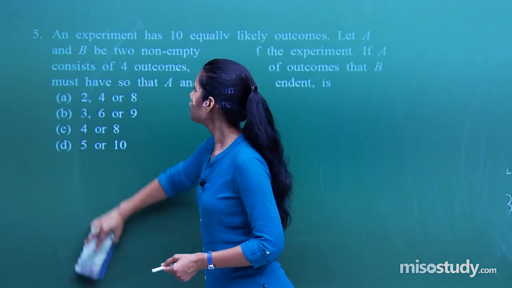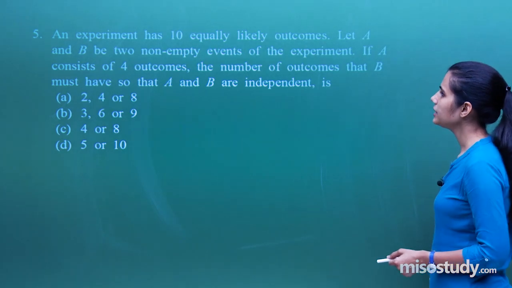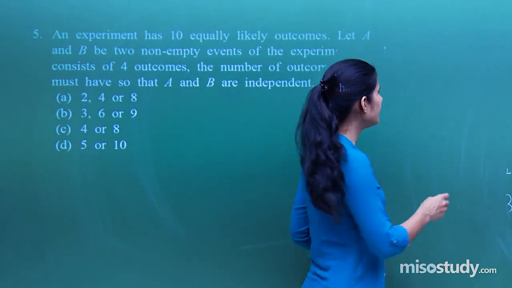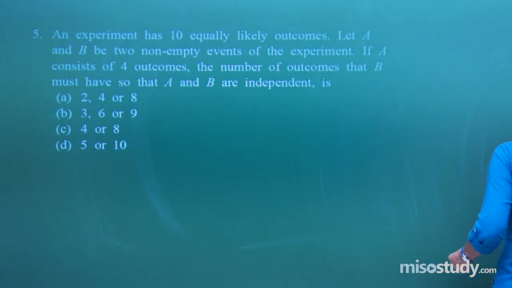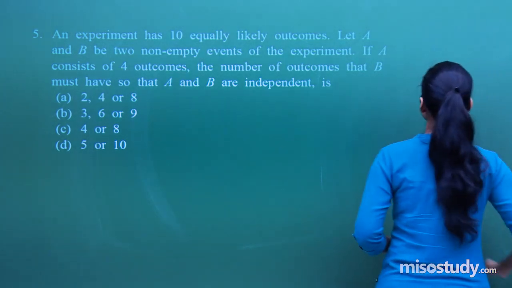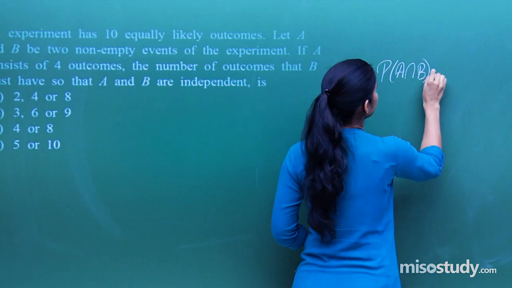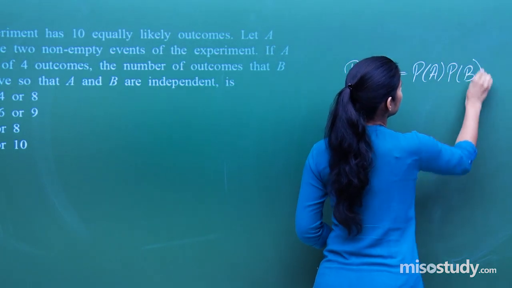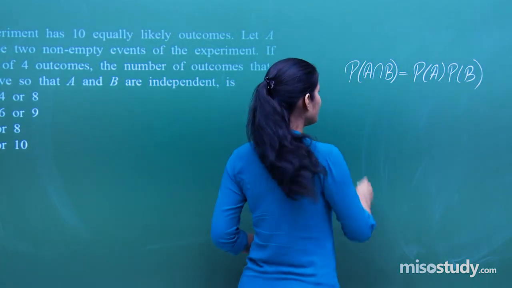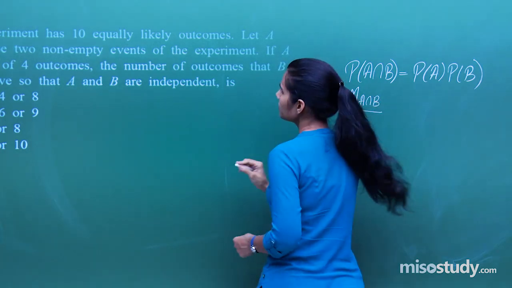If A consists of 4 outcomes, then find the number of outcomes that B must have so that A and B are independent. It's already given to you that A and B are independent events. Right? That's what we need to keep into consideration. So it's given to you that probability of A intersection B is probability of A into probability of B. Now probability of A intersection B is number of elements favorable to A intersection B upon total number of events.